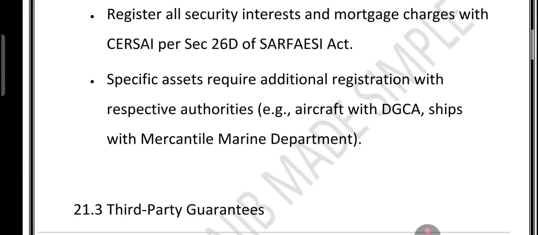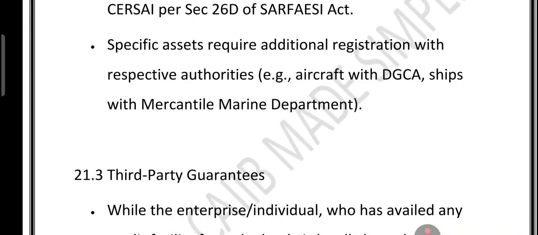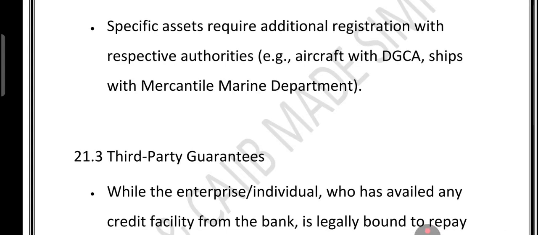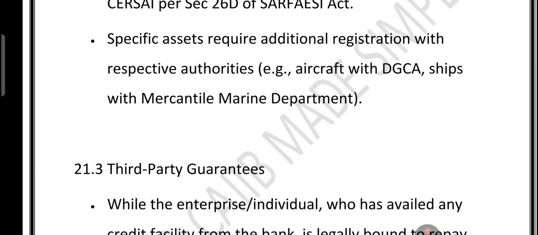Here is an interesting bit: if the security is something special like an aircraft or a ship, you also need to register the charge with bodies like DGCA for aircraft, and the Mercantile Marine Department for ship. All this ensures that the bank's right over the asset is officially recognized and cannot be challenged later. So this must be kept in mind.